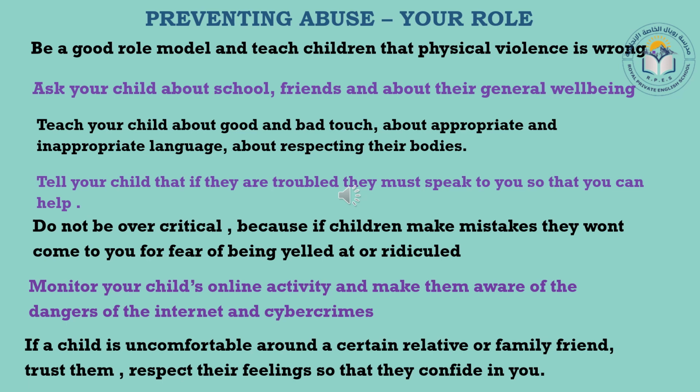Preventing abuse, your role. Be a good role model and teach children that physical violence is wrong. Ask your child about school, friends, and about their general well-being. Teach your child about good and bad touch, about appropriate and inappropriate language, about respecting their bodies. Tell your child that if they are troubled, they must speak to you so that you can help. Do not be overcritical, because if children make mistakes, they won't come to you for fear of being yelled at or ridiculed. Monitor your child's online activity and make them aware of the dangers of the internet and cybercrimes. If a child is uncomfortable around a certain relative or family friend, trust them, respect their feelings so that they confide in you.